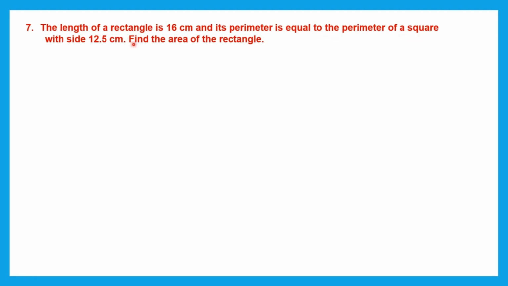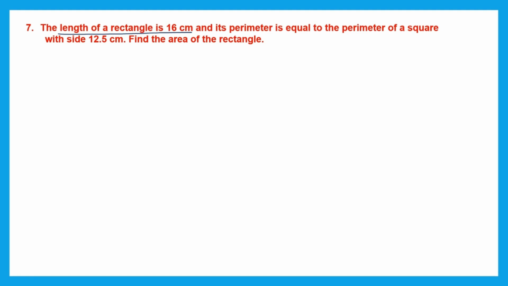of a square with side 12.5 centimeters. Find the area of the rectangle. To find the area of this rectangle, the formula is length into breadth. So we must have the values of both length and breadth. But here in the question, as you can see, only the length of the rectangle is given. So we have to find the breadth first and then find the area.